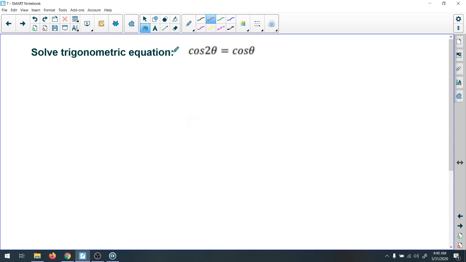We could use double angle to solve trigonometric equations. One of the examples here we have: solve the equation cosine 2 theta equals cosine theta. So we'll apply cosine double angle. If you remember the formula for cosine double angle, you could do it here.